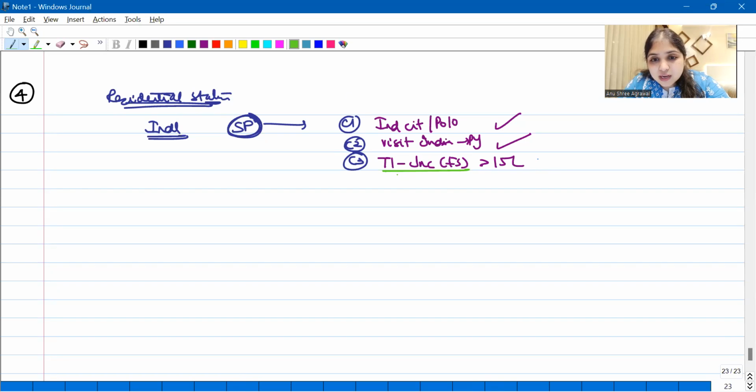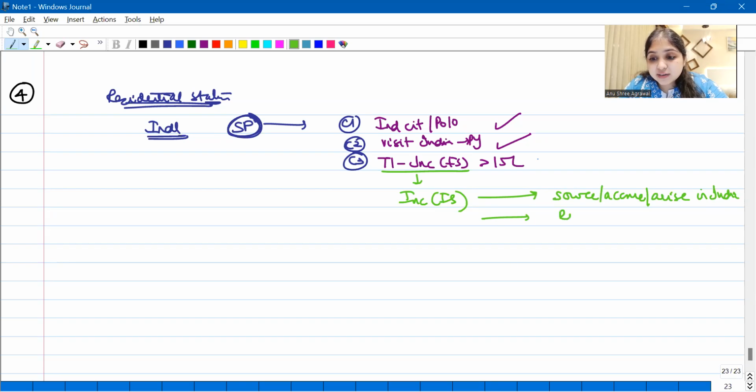What do you mean by total income minus income from foreign sources? This is nothing but income from Indian source. No, Shana, you can't say Indian income. You'll have to say income from Indian source. Income from Indian source means all those incomes which have a source in India, either they have a source in India or they are accruing in India or they are arising in India.